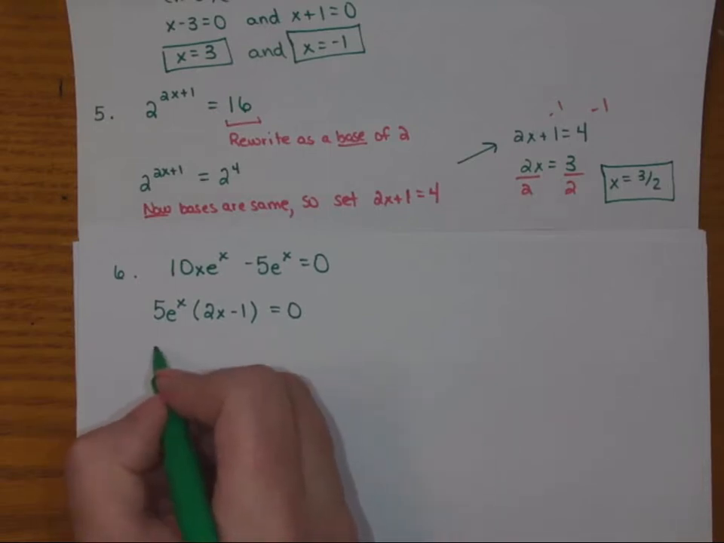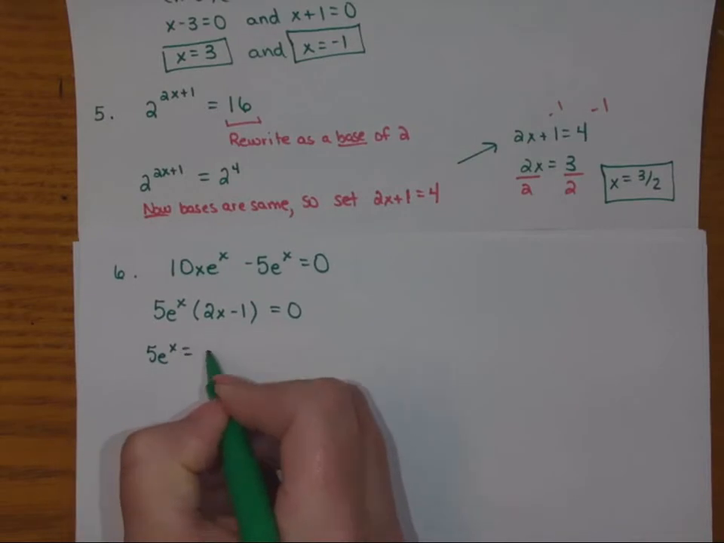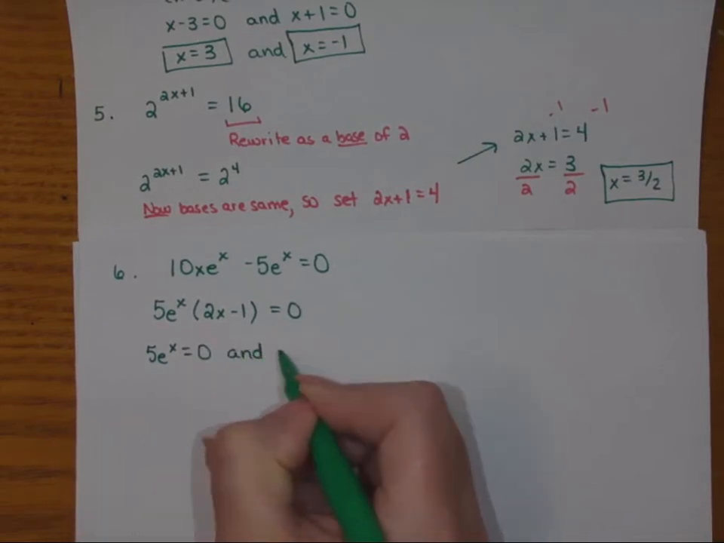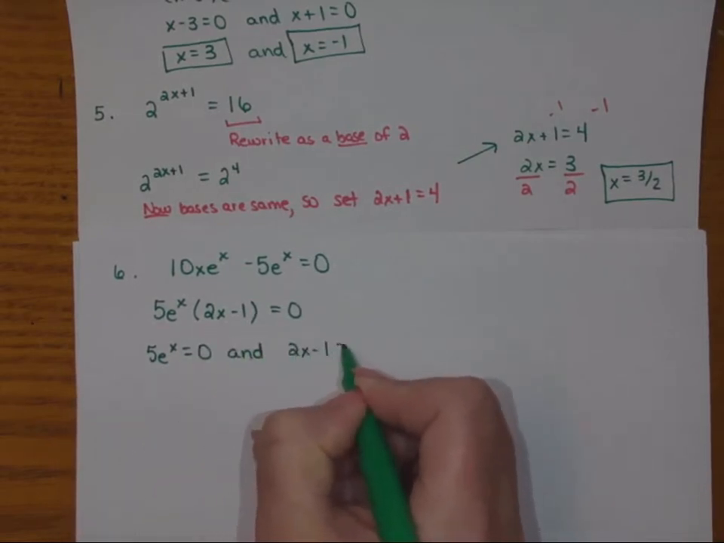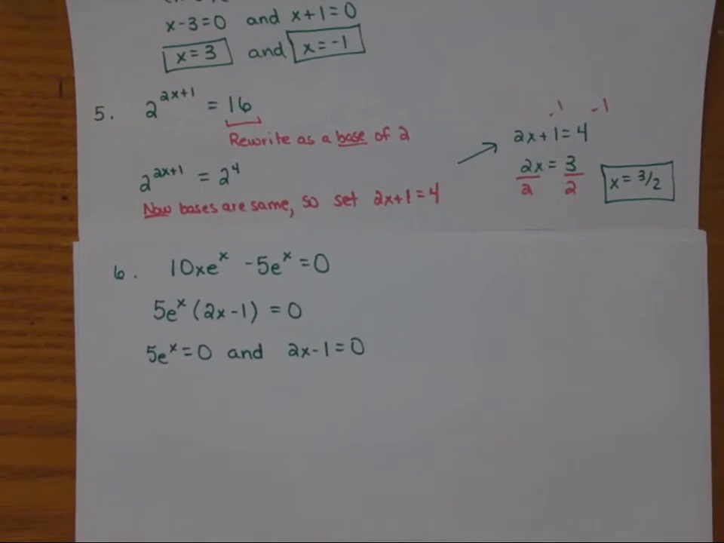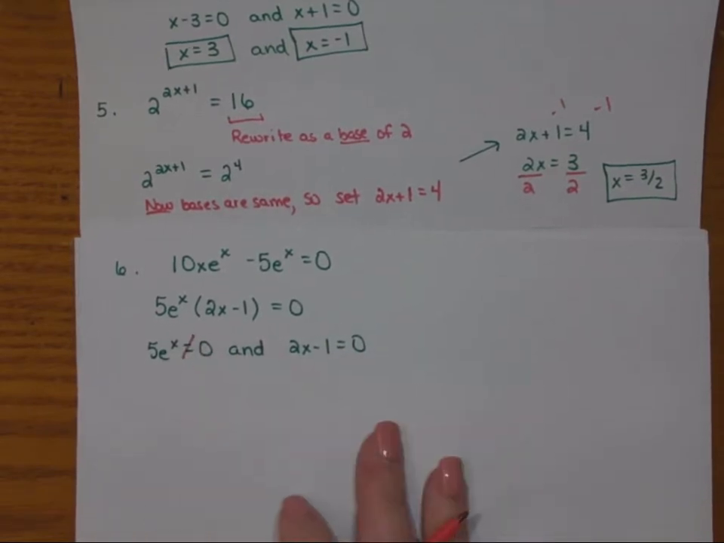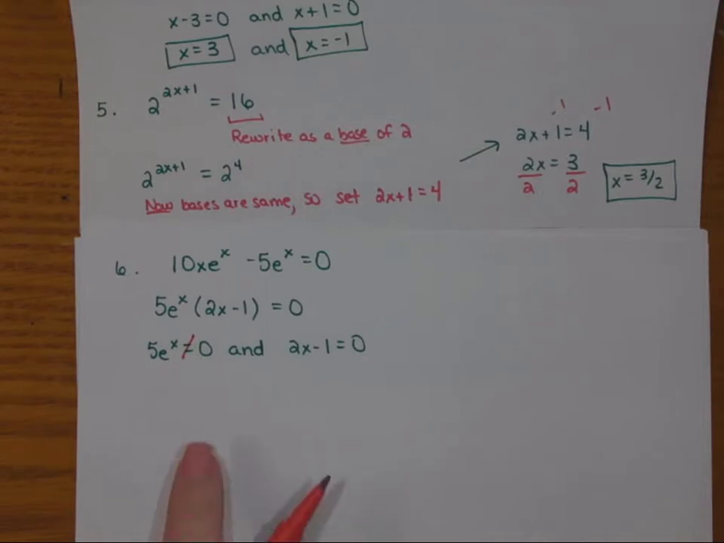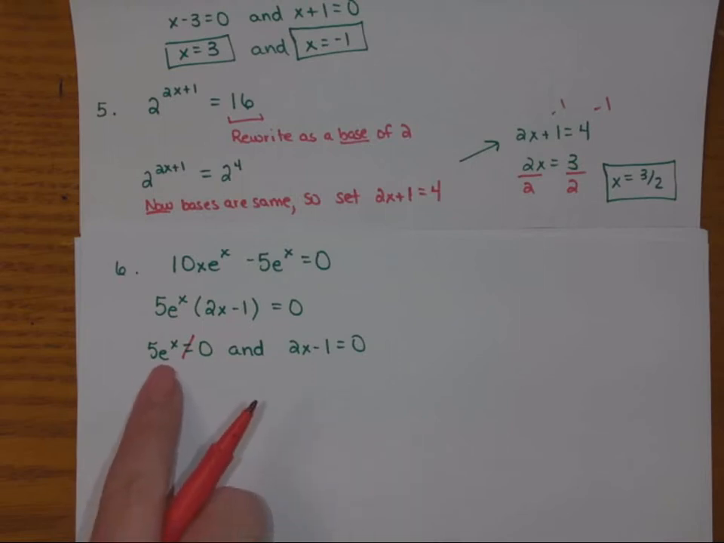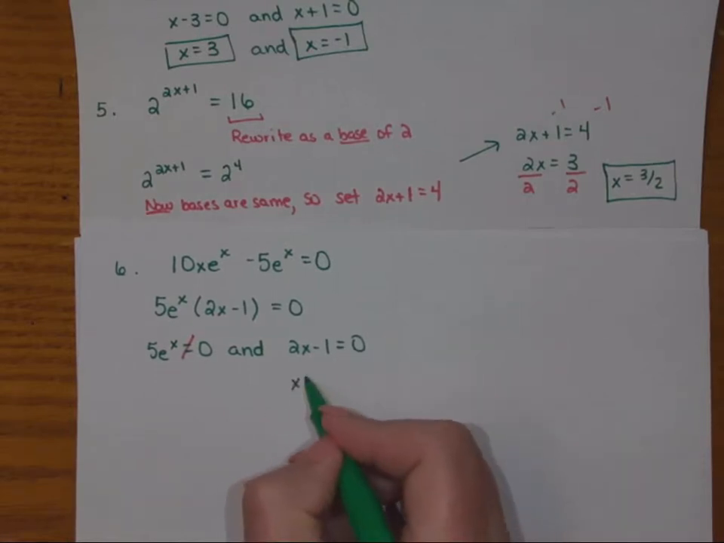Okay, so you set 5 e to the x equal to 0, and you set 2x minus 1 equal to 0. But just so you know, 5 e to the x can never be 0. Nothing to a power can ever be 0, because even if you raise it to the 0 power, it's just 1. e to the 0 power would just be 1, not 0, so that's impossible. But here we do get a valid answer: x equals 1/2.